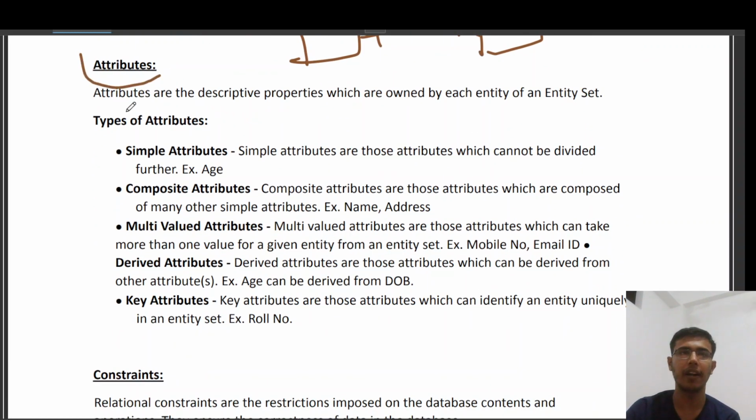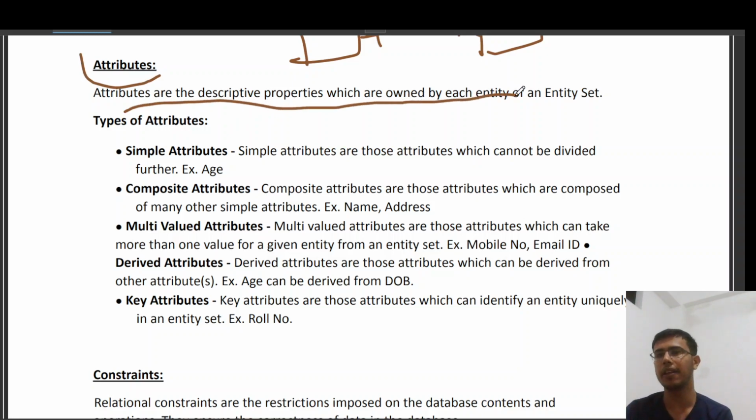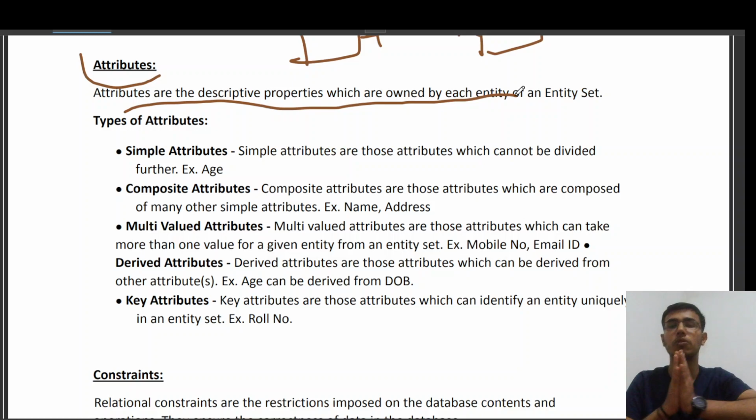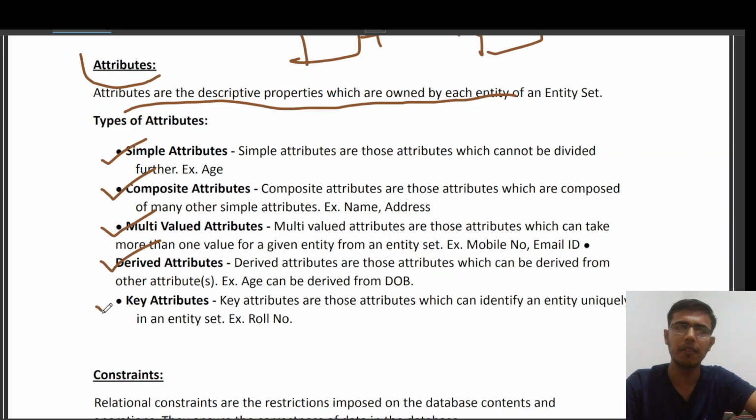Now attributes are basically descriptive properties owned by the entity, right? They are the description or the descriptive property of an entity. The entity, when you describe it further, we can take that in terms of descriptive properties. That is what we call attributes. Types of attributes: there are various types, such as simple attributes, composite attributes, multi-valued attributes, derived attributes, and key attributes.